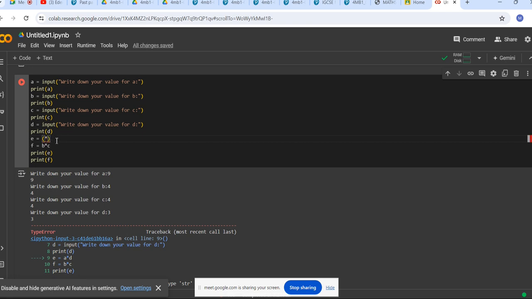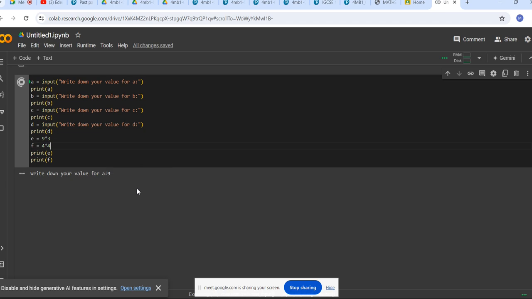So it will be 9 multiplied with 4, and for F this time it was 4 multiplied with 3. So previously it was 9 multiplied with 3, and this was 4 multiplied with 4. So now again, if I run the code, this time it will not be an error.